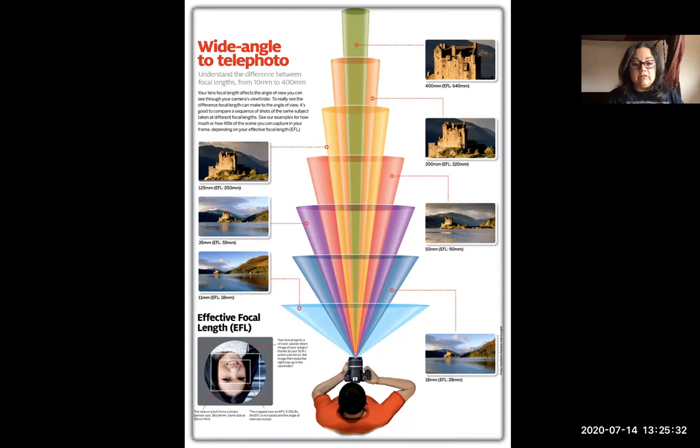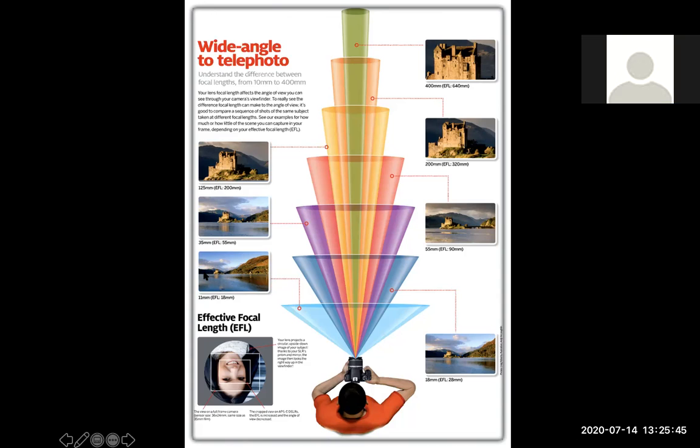But we'll use these. So 11 millimeters down here is a very wide angle of view. You have a lot of information. You have this water, a lake in the foreground, a hillside, and all the way back in the distance you have a castle and other hills and the sky.